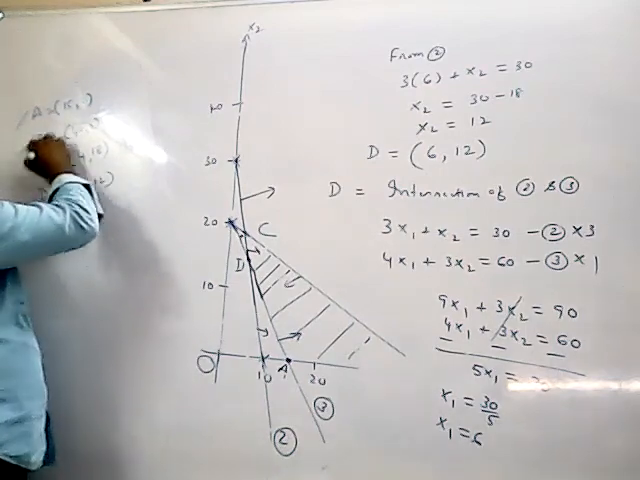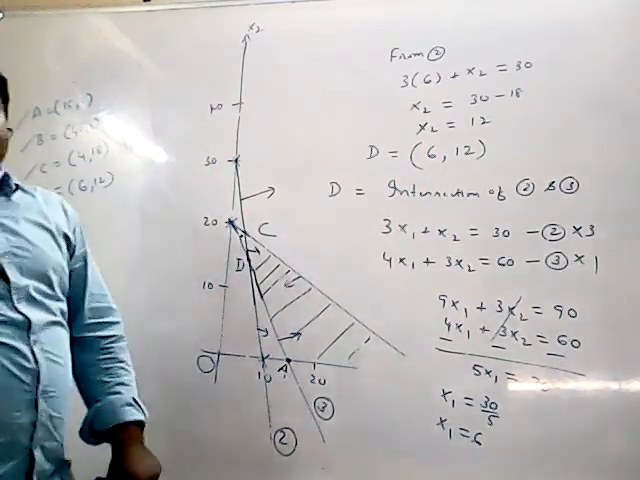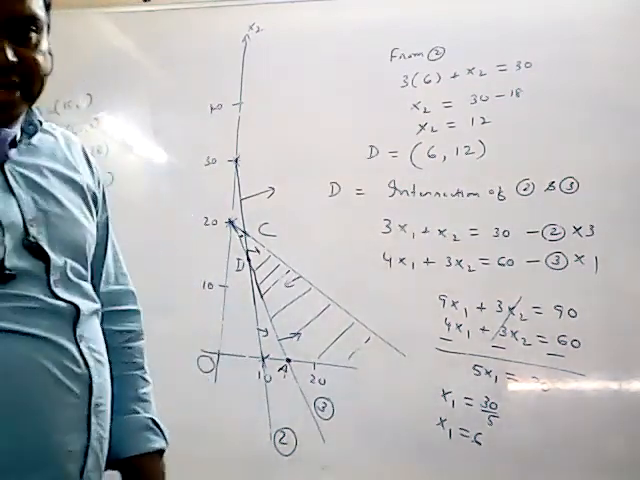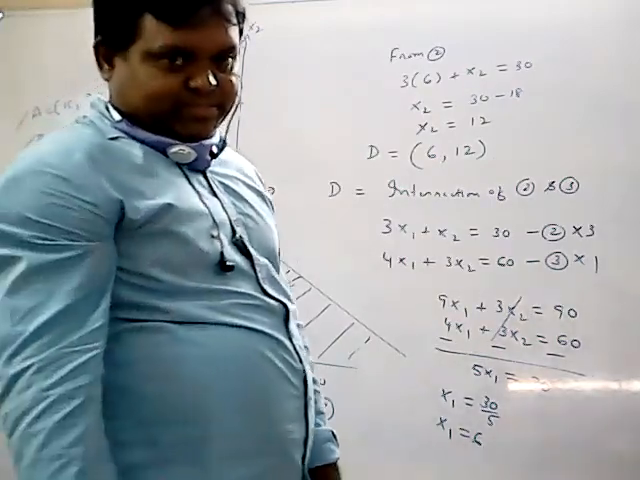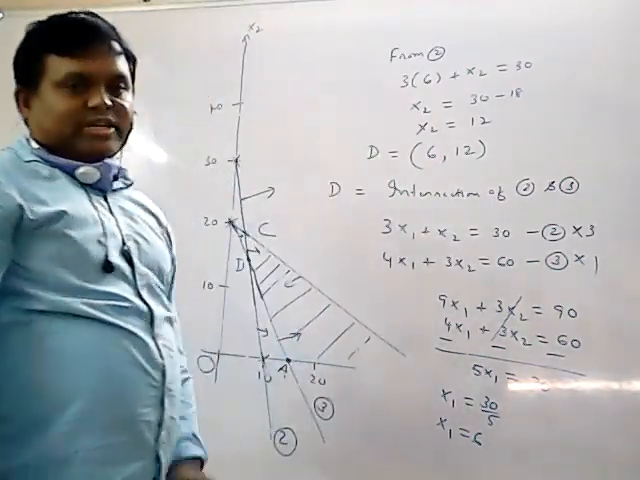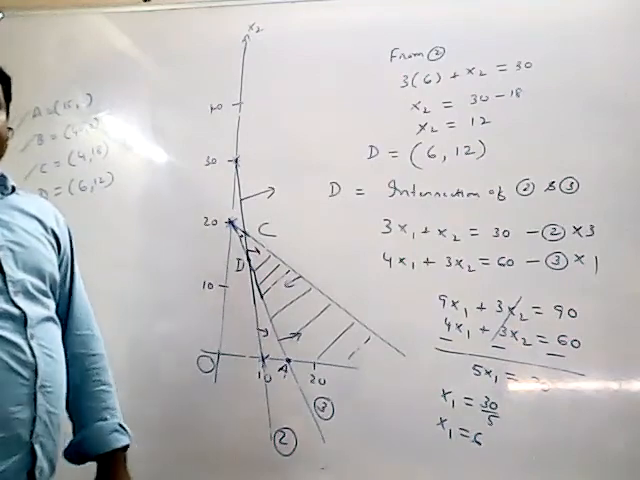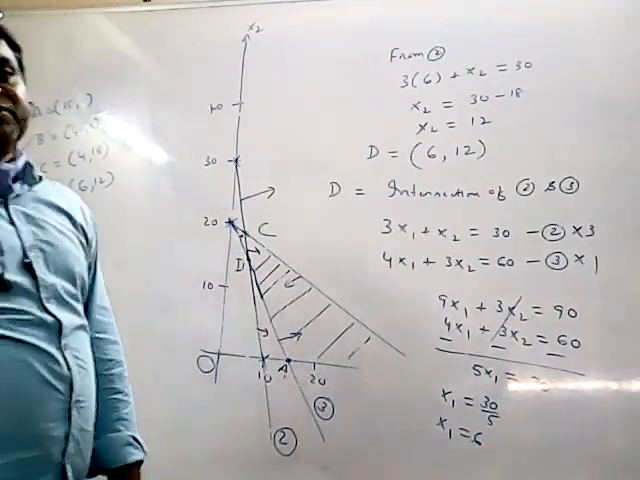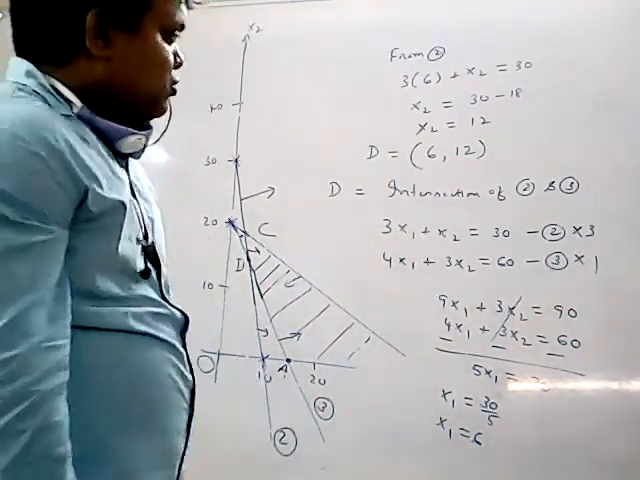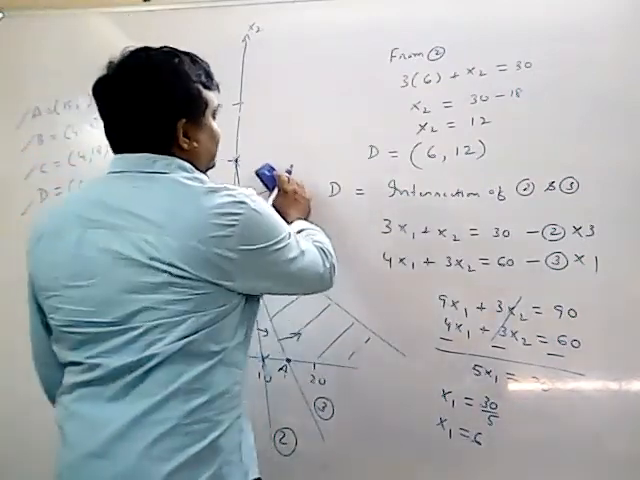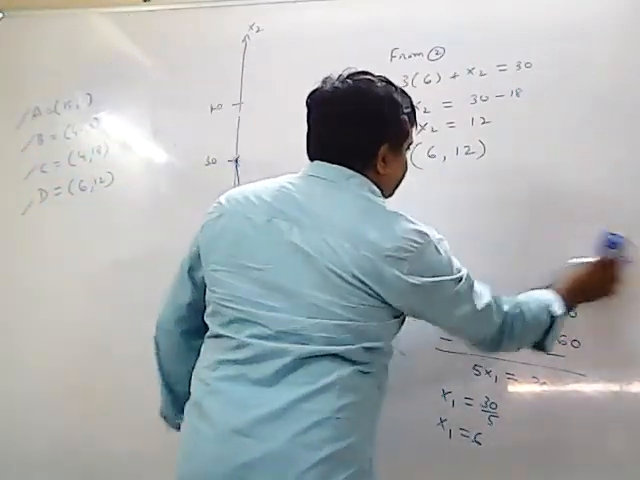Now I know A, B, C, D. The feasible region is A, B, C, D. I got all the points. Now step number 4 is complete. I think all of you understood. This is the third problem we are discussing. Now we will move to step number 5.